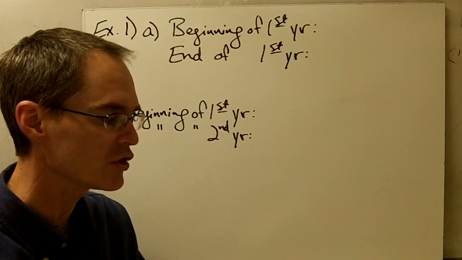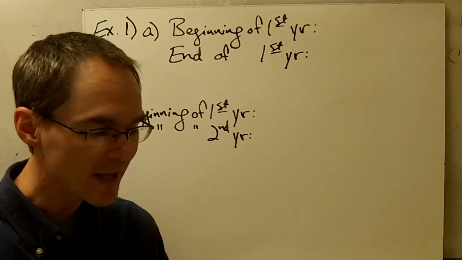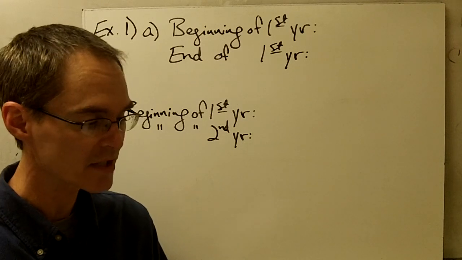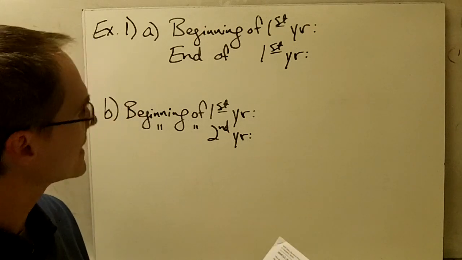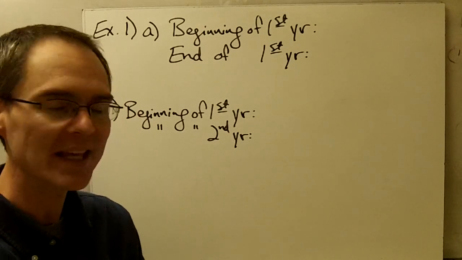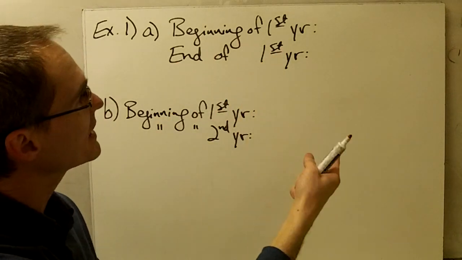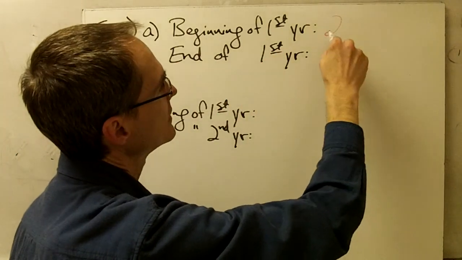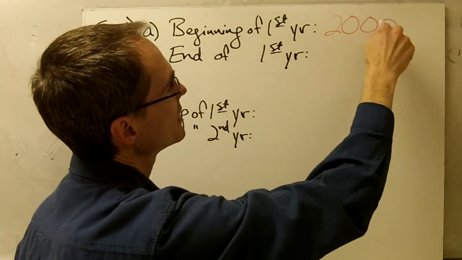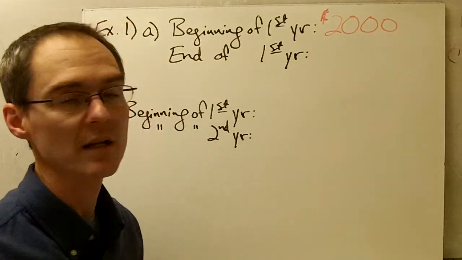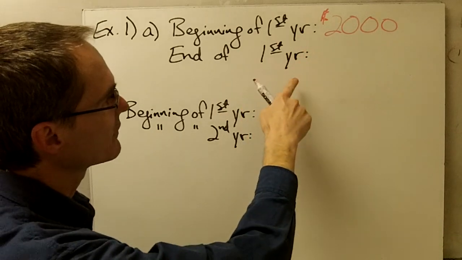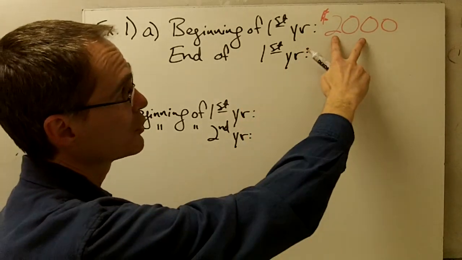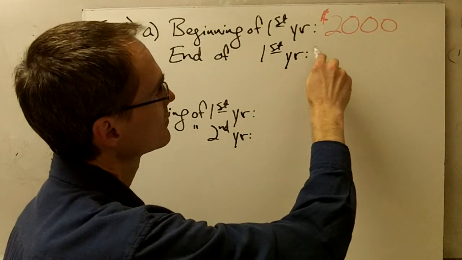It says at the beginning of each year, a person deposits $2,000 into an IRA that pays 6% interest per year, compounded annually. How much money is in the account at the beginning and the end of the first year? So at the beginning of the first year, that one's fairly easy. There's going to be $2,000 in the account, because at the beginning of the year, that's how much money we just put in it.